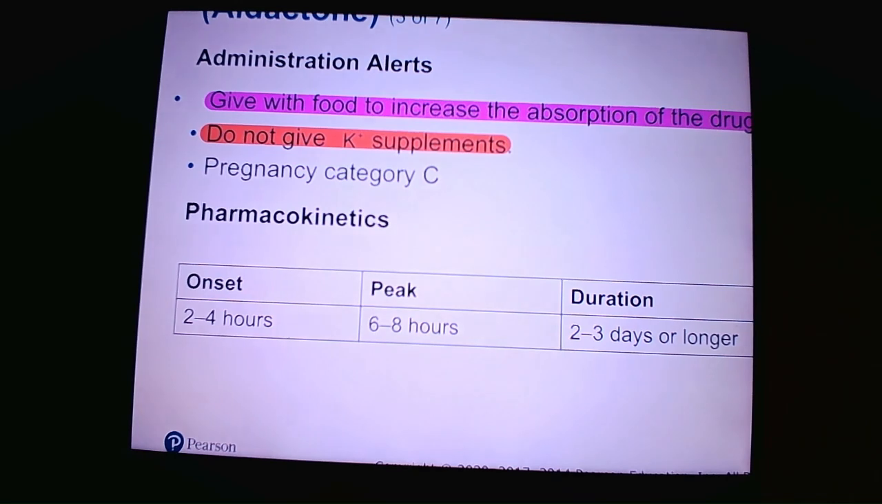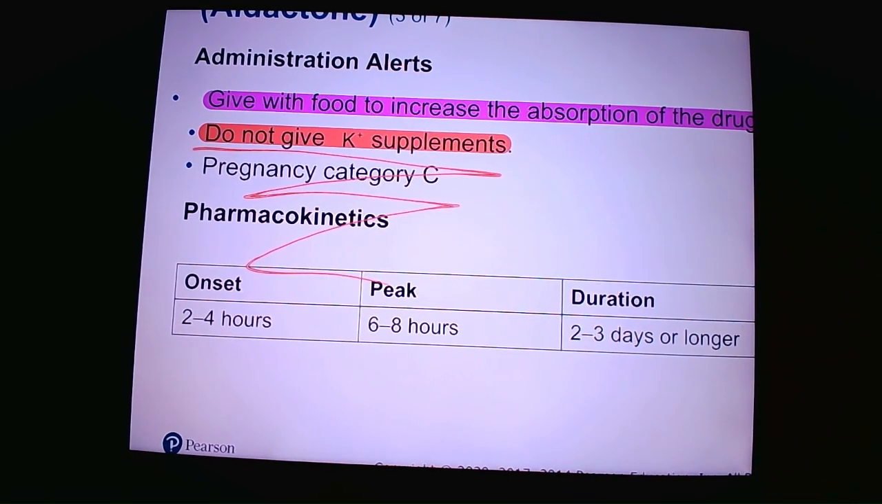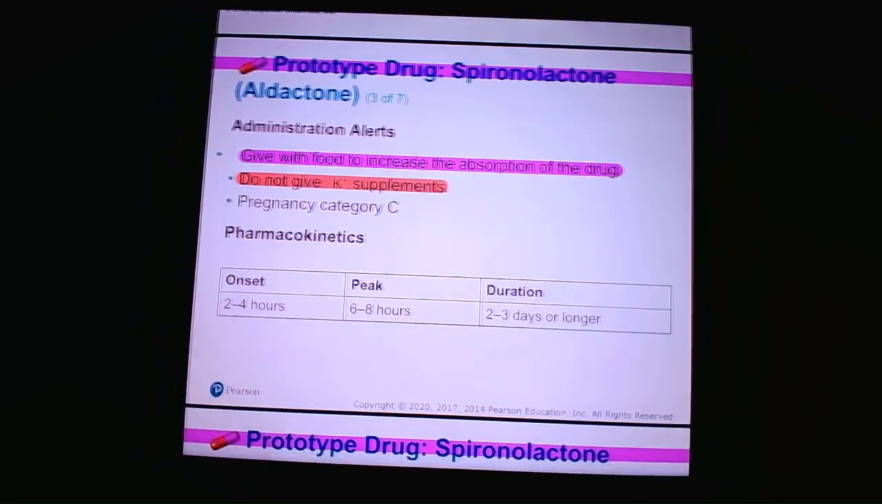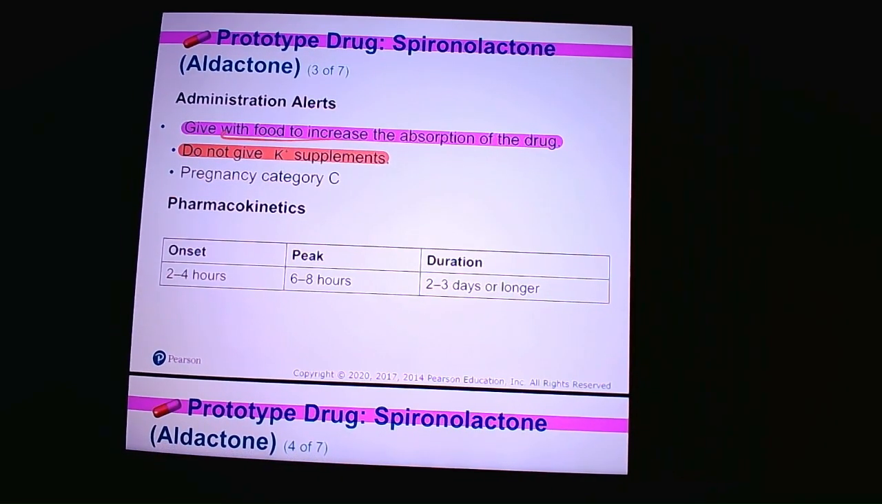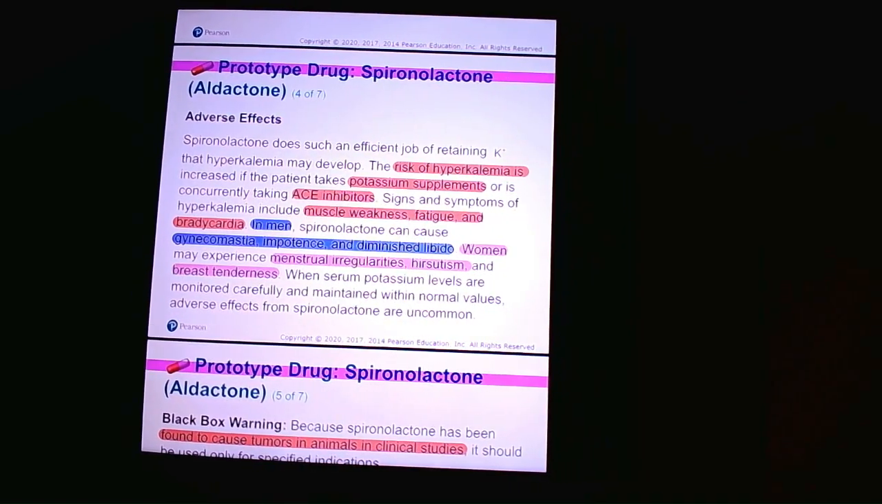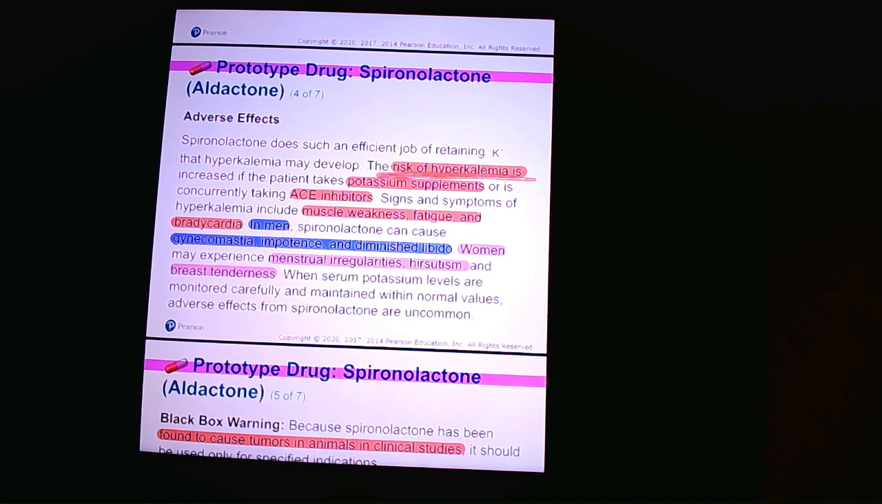It does such a good job that you should not give potassium supplements, because it actually does a very, very good job. You take it with food to increase the absorption. And then here it is, there's a high risk of hyperkalemia with potassium supplements. Makes sense, right? Because it saves potassium. Spironolactone saves potassium. We will say that. SP, save potassium. ACE inhibitors, right?